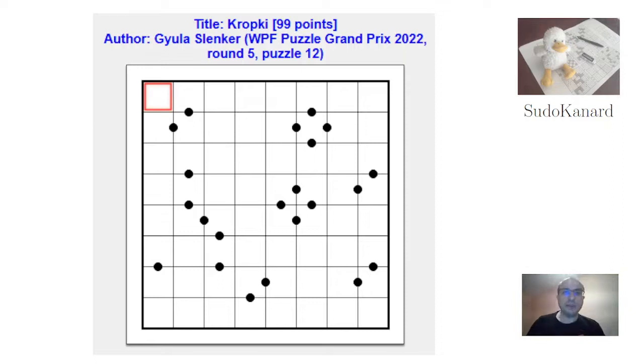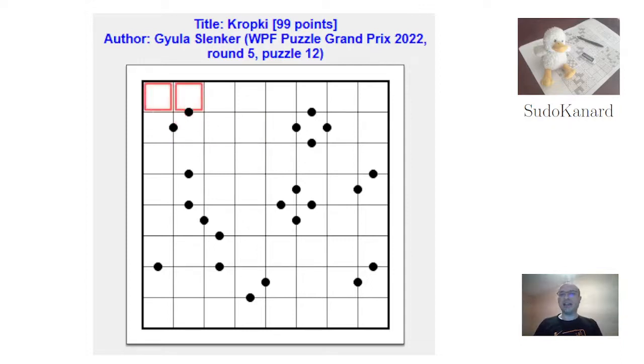The recent WPF Puzzle Grand Prix was organized by Hungarian authors, including Gyula Slenker, sorry for mispronouncing your name, and it was a high-pointer, 99 points, Kropki puzzle, and it was a remarkable construction. And I attempt another solve. I solved it during the contest, but it was definitely on the hard side.